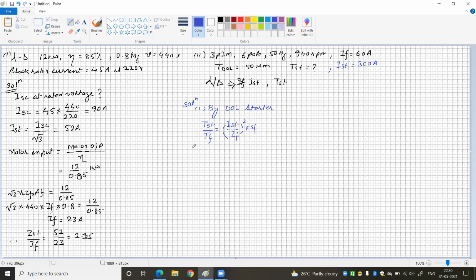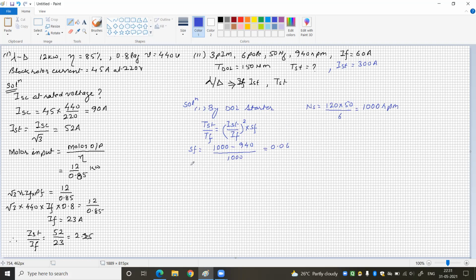So first of all, we will calculate the full load slip. Slip at full load condition: the motor is running at 940 RPM, whereas the synchronous speed Ns is equal to 120 into 50 divided by 6 poles, so 1000 rpm. So 1000 minus 940 divided by 1000 equals 0.06, which is the full load slip.